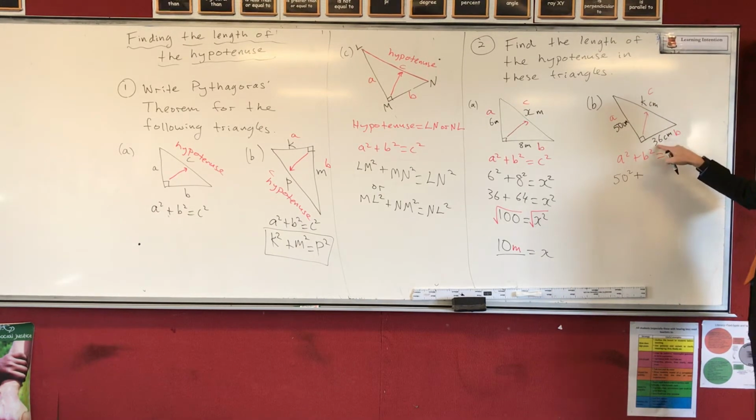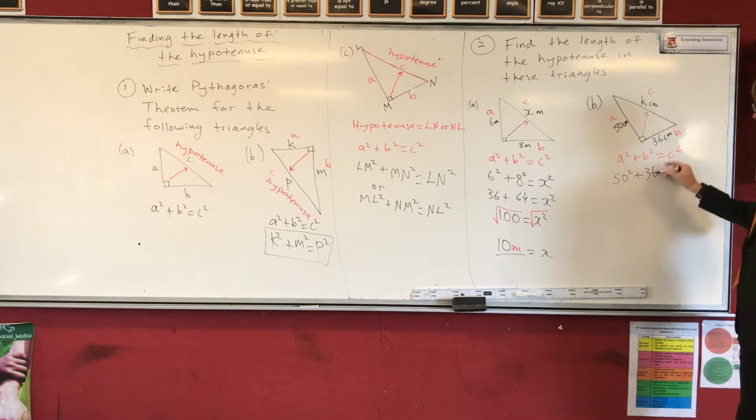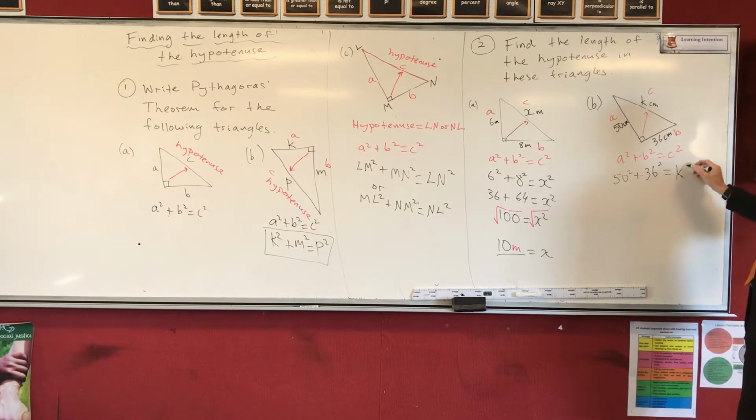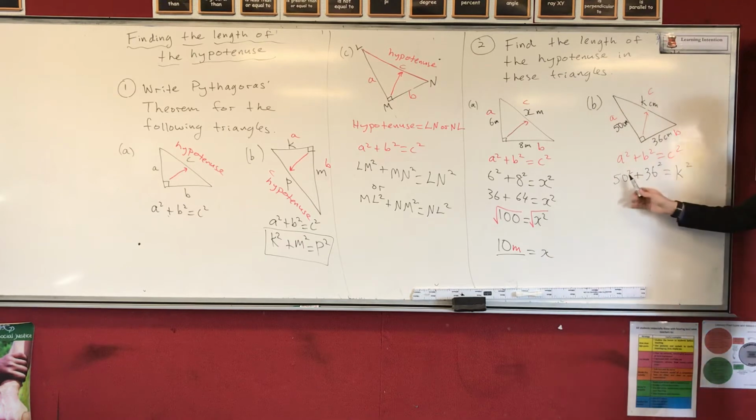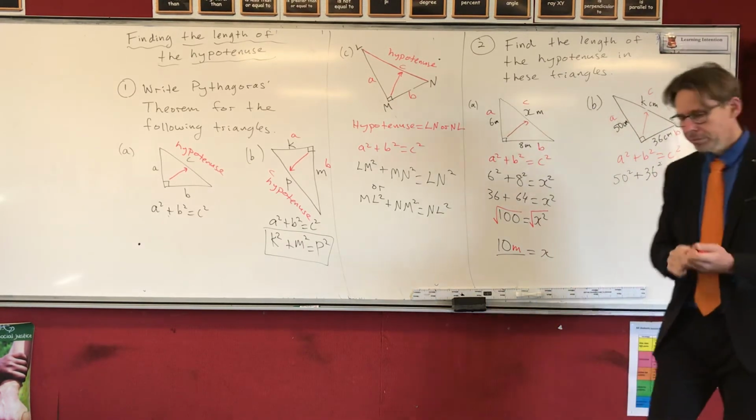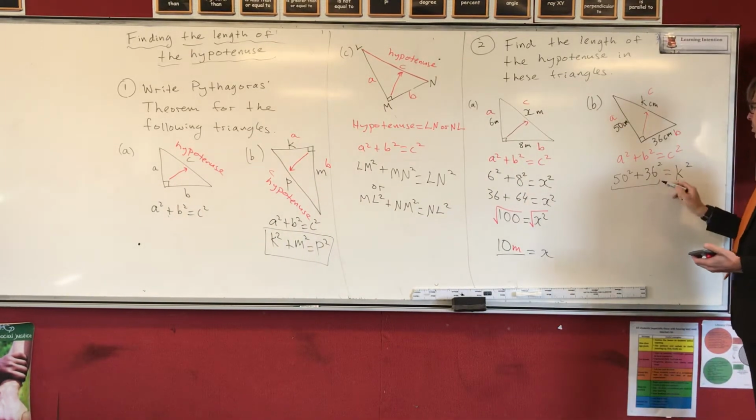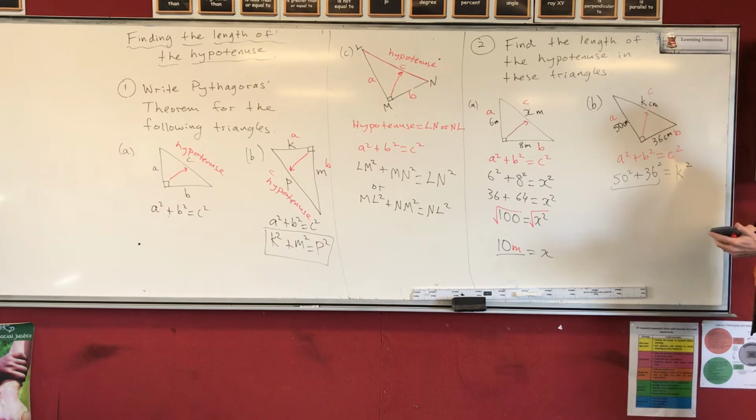B is 36. And again, the centimetres I'm going to leave out. 36 squared there, so make sure you put the powers of 2. C is K, so I'm going to put K squared. So just check you've got 50 squared plus 36 squared equals K squared. Now on your calculator, you could actually put that whole thing in there. You could actually go 50 squared plus 36 squared equals.